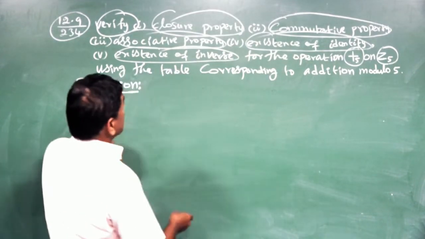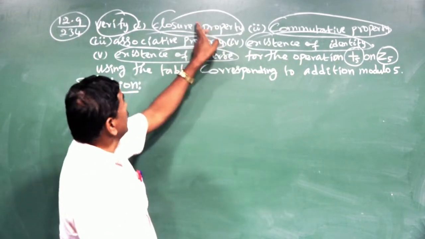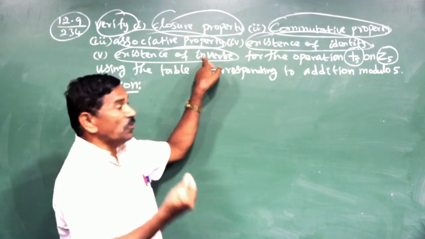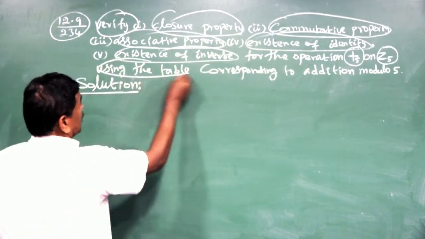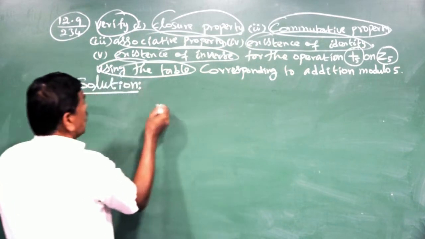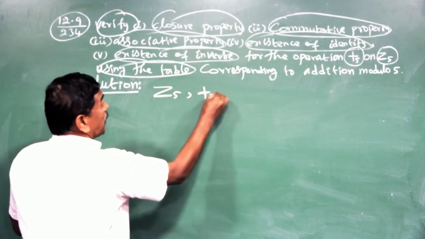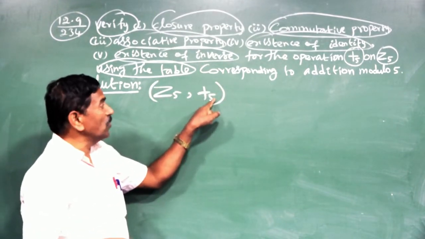Okay, listen, the first step. How many questions we are asked to find, count it? Yes, listen, one closure. See, 1, 2, 3, 4, 5. So 5 properties we want to verify using the table, that is important. Okay, here solution. Here Z5 is a set and plus 5 is the operation.